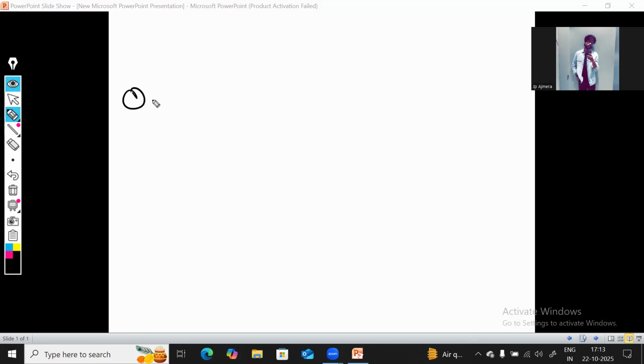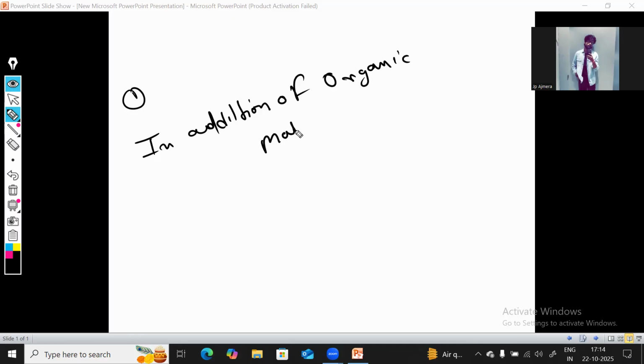So, the first question on the board for today is: in addition of organic matter, bulk density. When you add organic matter in the soil, what kind of effect does it generate on the bulk density?